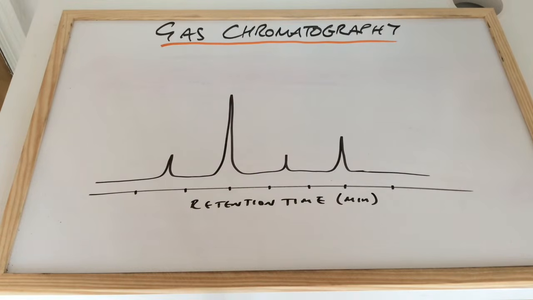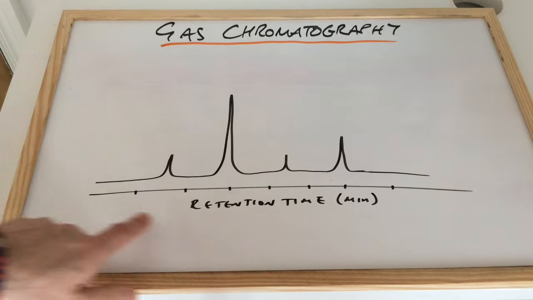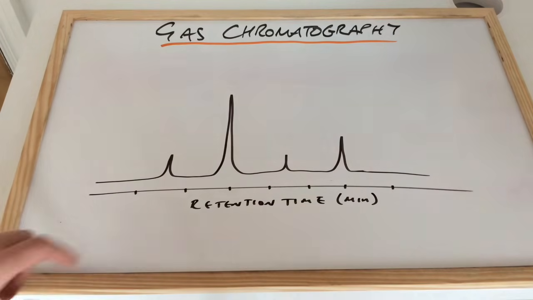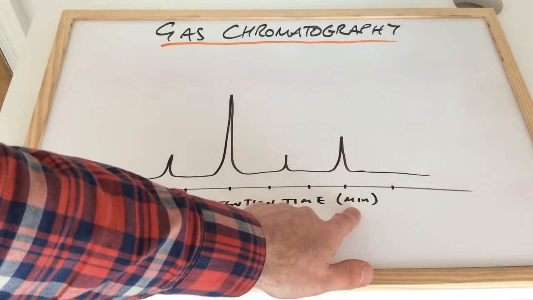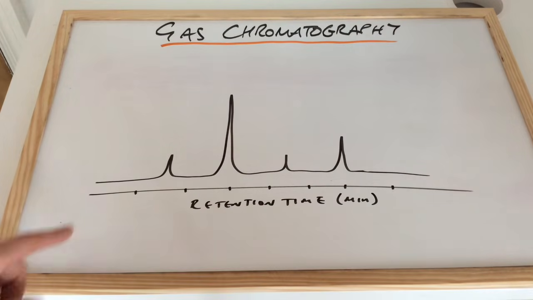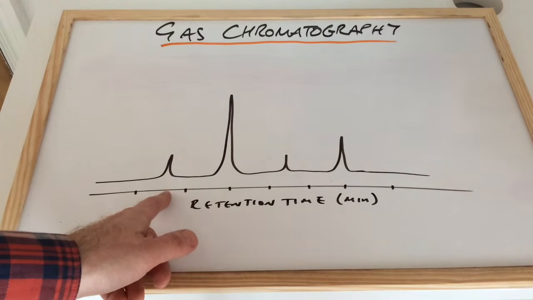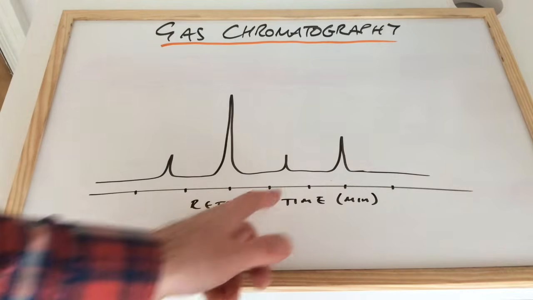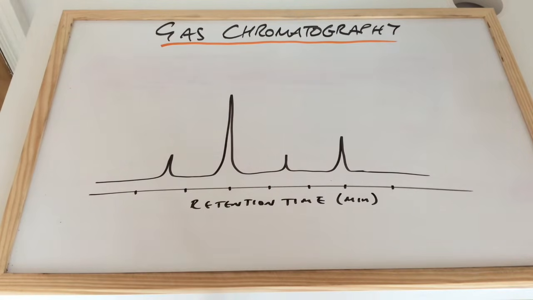The spectra looks something like this, and so you can see we've got a retention time x-axis, and this one I've drawn out in minutes, and so you would look at the retention time for each individual peak and compare to data values for known substances.